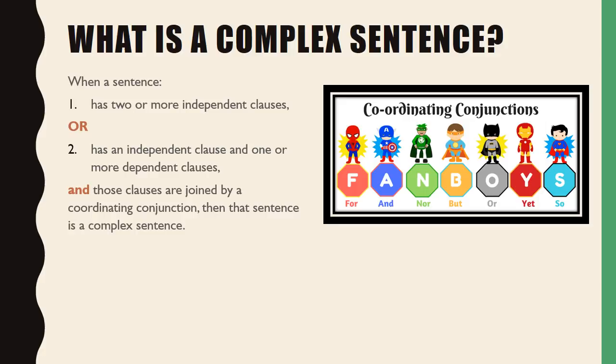Those conjunctions are for, and, nor, but, or, yet, and so. And each of them is nicely represented by a superhero standing on top of an octagon, which I pulled offline. This is not my own art. So let's look at two examples.